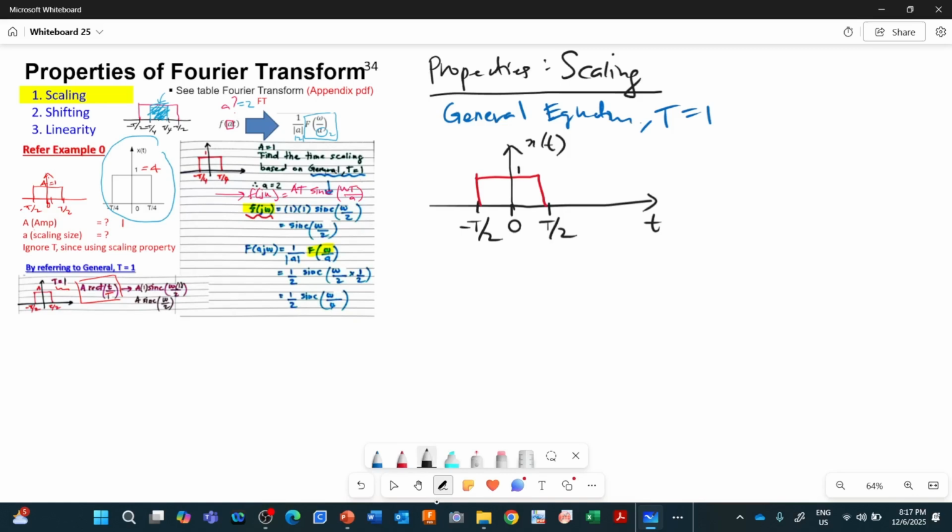So remember, every time I say refer to the general equation for the rectangular, it means that T equal to a, and another one that you need to take note of is that a equal to 1. Normally I would just say that T equal to 1 only. So you can put that a if you want.